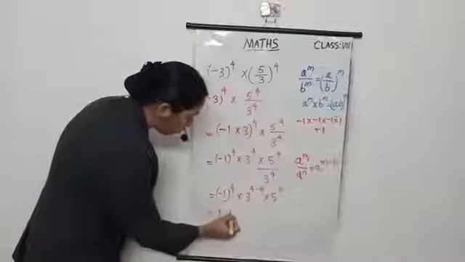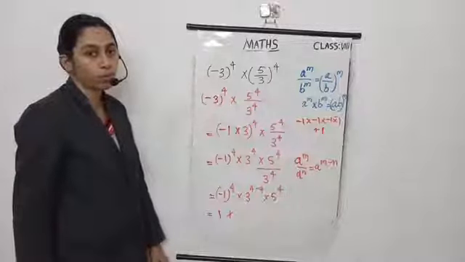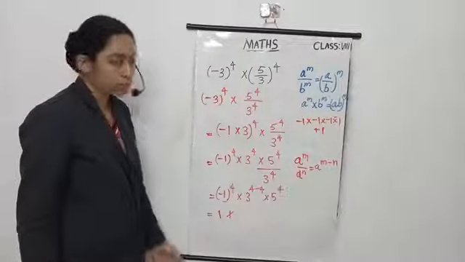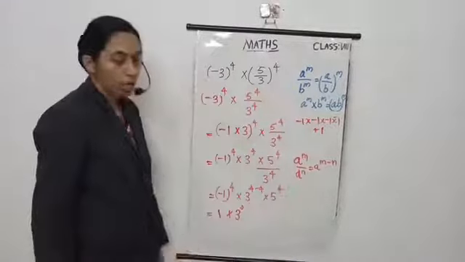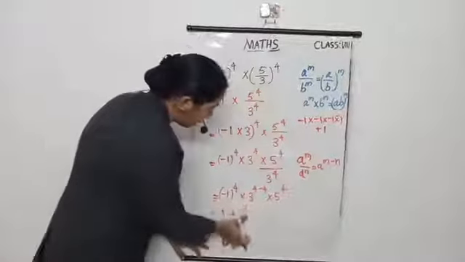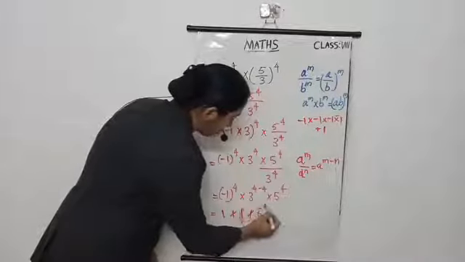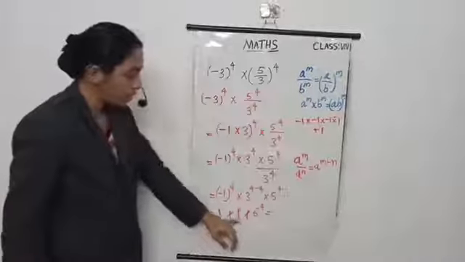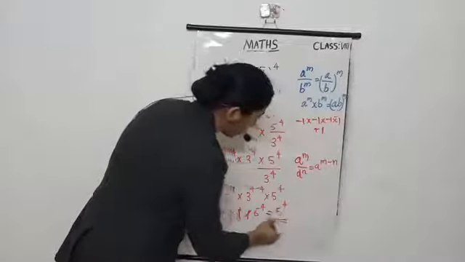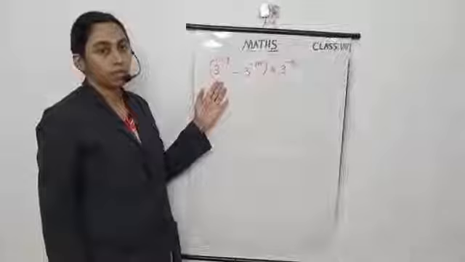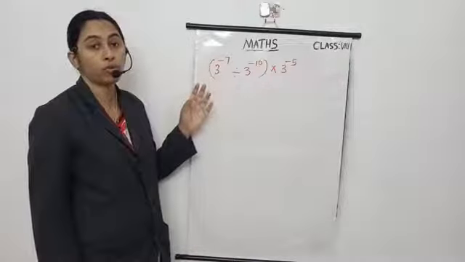So 1 into 3 raised to 4 minus 4. 4 minus 4 means 0. 3 raised to 0 means 1. So we can write here 1 into 5 raised to 4. This is equal to 1 into 5 raised to 4, that is 5 raised to 4 itself. Understood?